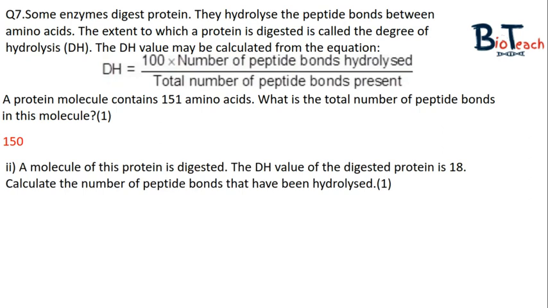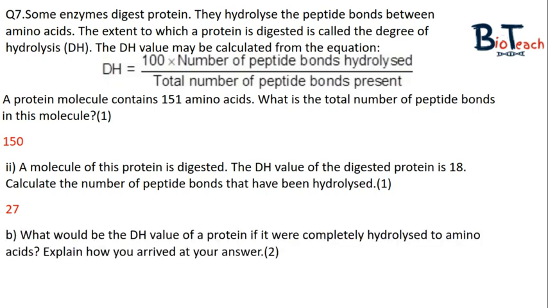Part B gives you a DH value of 18 and it asks you to calculate the number of peptide bonds that have been hydrolyzed. We know that the total number of peptide bonds present is 150, and we know that from part A of the question. So we simply need to rearrange the formula. 18 multiplied by 150 gives you 2,700, and then you divide by 100 to get 27 bonds that have been hydrolyzed in total.